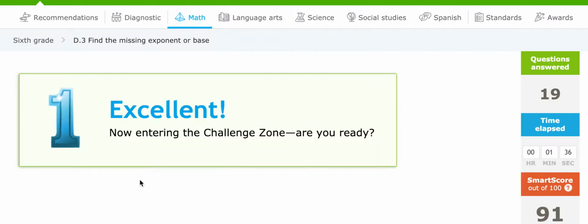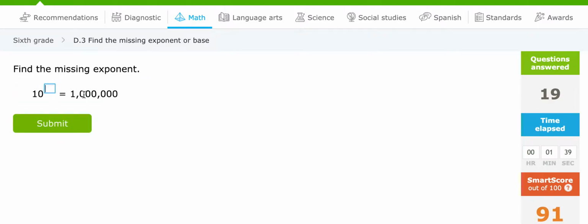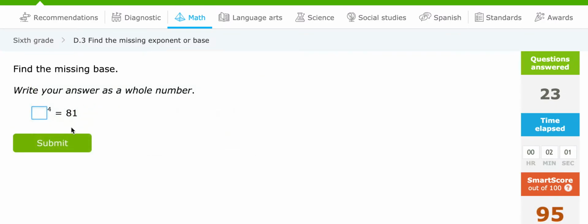And now we're in the challenge zone. All right, so how many zeros are here? I'd say 6 in a million, right? So 10 to the 6 is a million. 10 to the 9 is a billion. 10 to the 10 is going to be 10 billion. 10 to the, what is that? Sorry, I mistyped, 7, right? So 1, 2, 3, 4, 5, 6, 7. That's going to be 10 million.